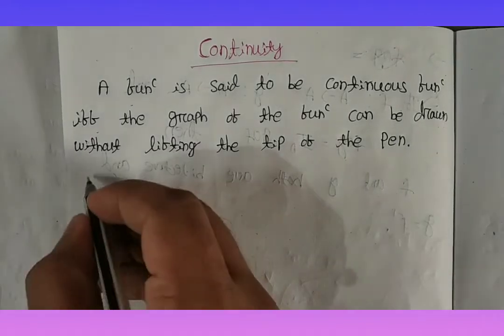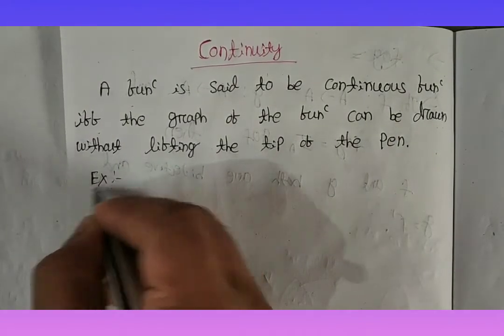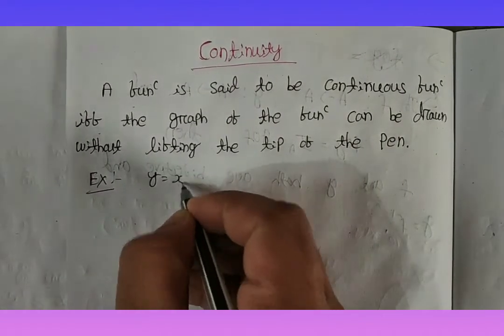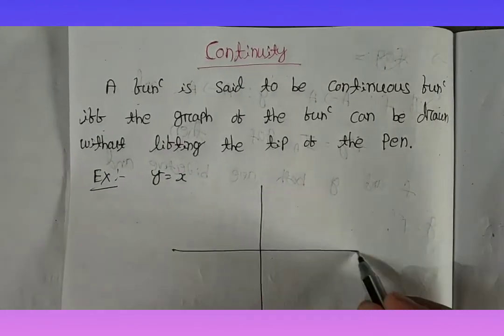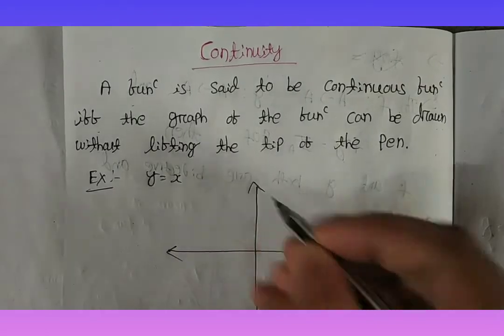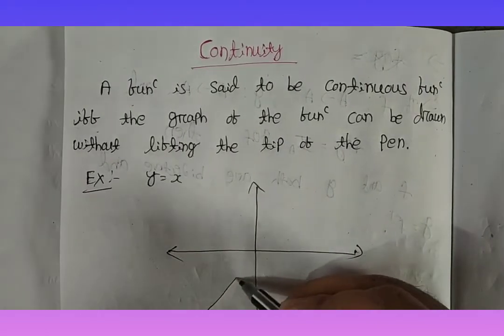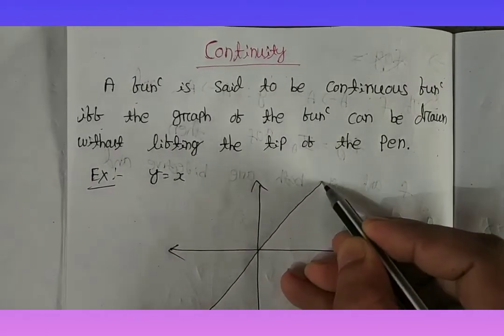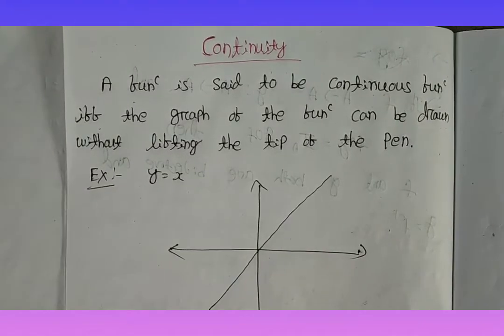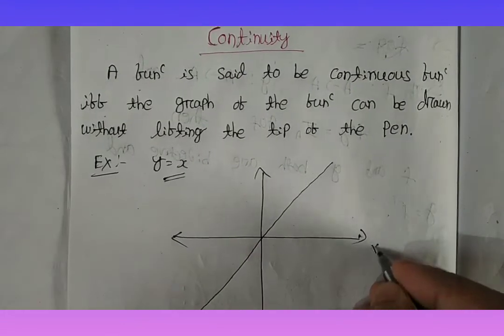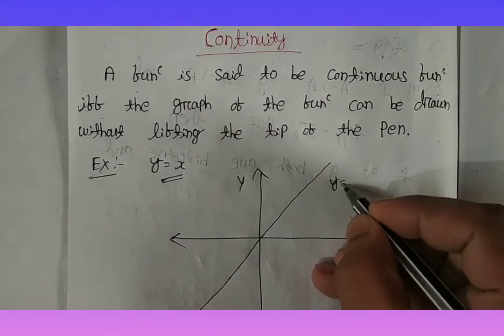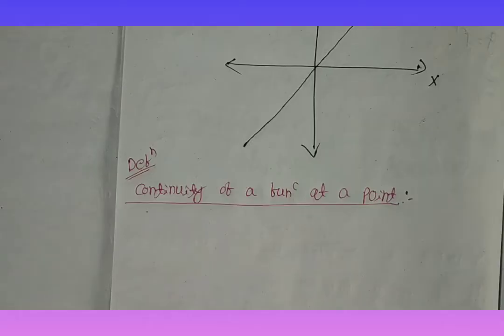For example, y equal x. Let's draw the graph of y equal x. It's a number line, and this graph is drawn without lifting the pen. So this function is a continuous function. This is the x axis, this is the y axis. This line is y equal to x.